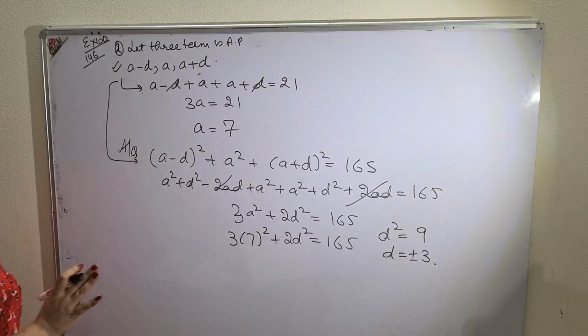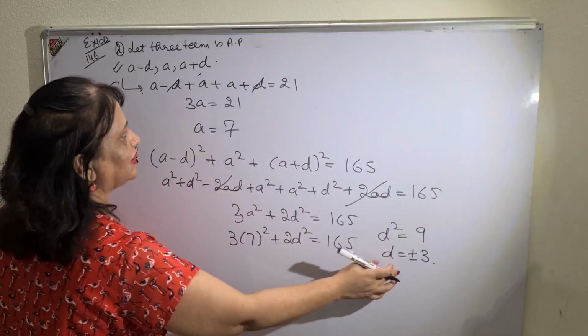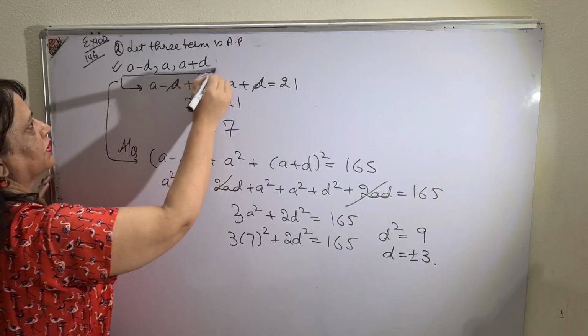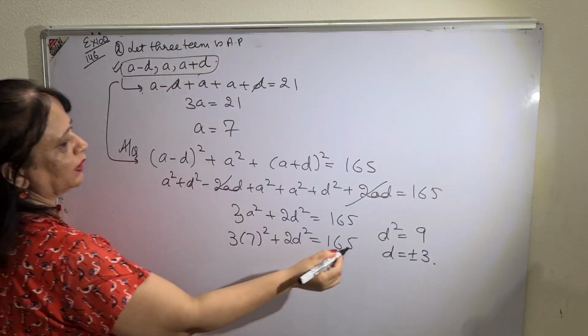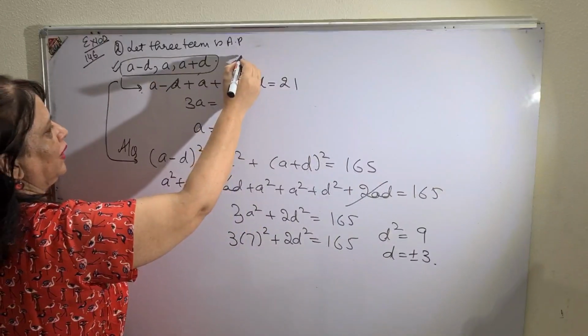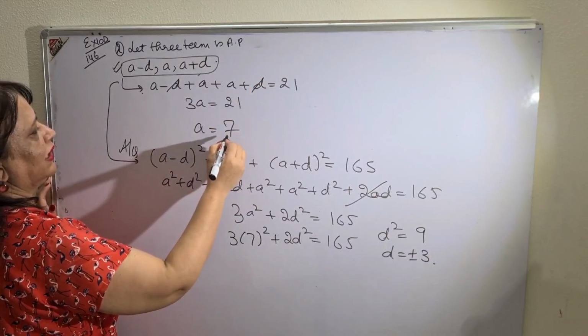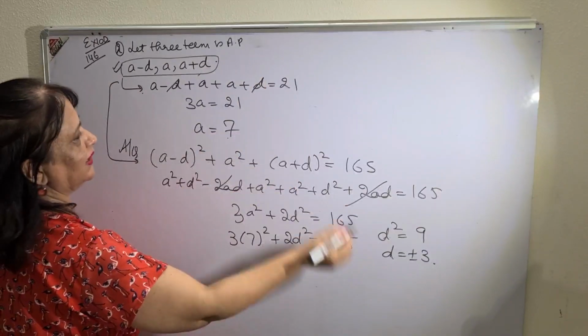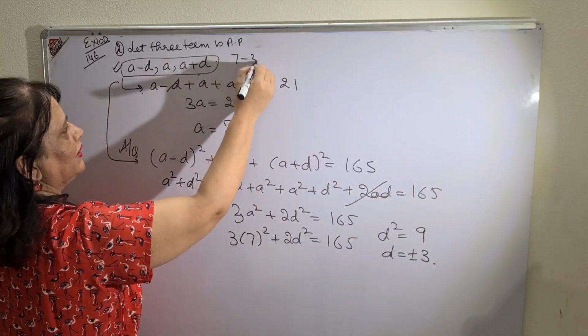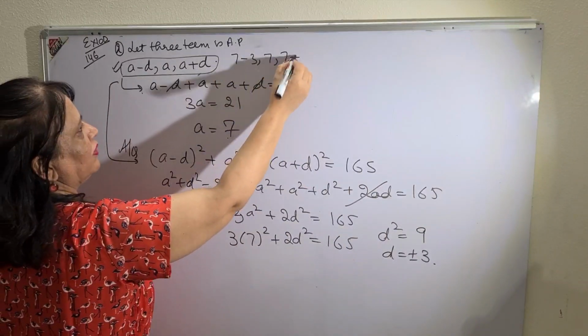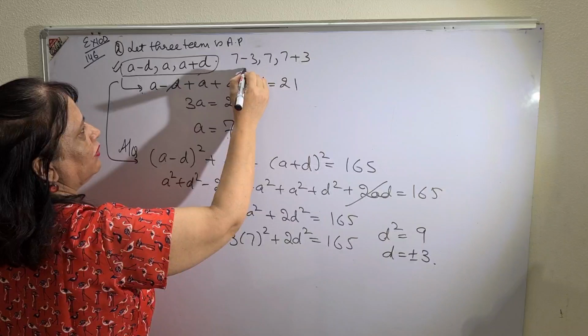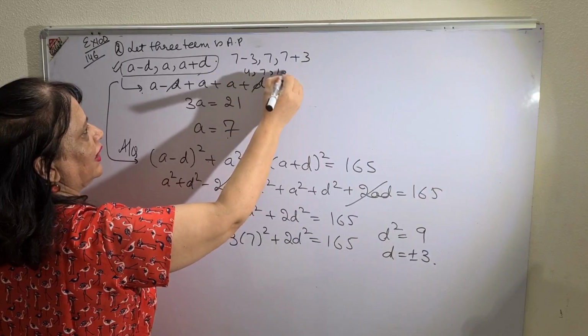Now why have I done this full sum? Because I want to tell you something. See, d is plus minus 3, you will substitute both the values. First you will do plus 3. So a is 7 and d is 3. First will be 7 minus 3, 7 and 7 plus 3. So your series will be 4, 7 and 10.